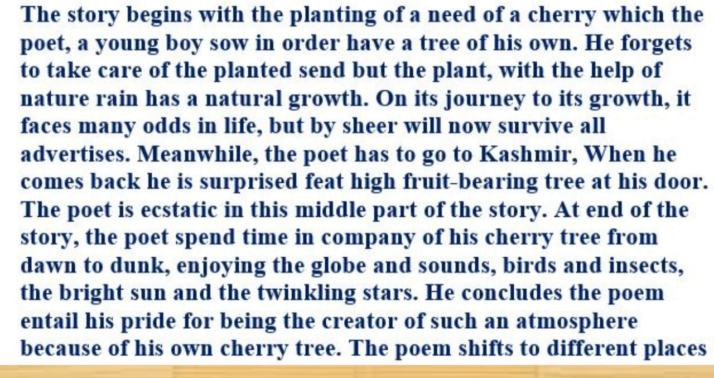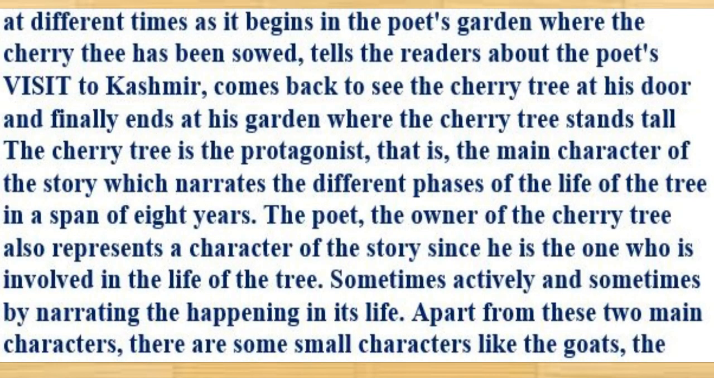tree. The poem shifts to different places at different times as it begins in the poet's garden where the cherry tree has been sowed. It tells the readers about the poet's visit to Kashmir, comes back to see the cherry tree at his door, and finally ends at his garden where the cherry tree stands tall. The cherry tree is the protagonist, that is the main character of the story, which narrates the different phases of the life of the tree in a span of 8 years. The poet, the owner of the cherry tree, also represents a character of the story since he is the one who is involved in the life of the tree, sometimes actively and sometimes by narrating the happenings in its life.